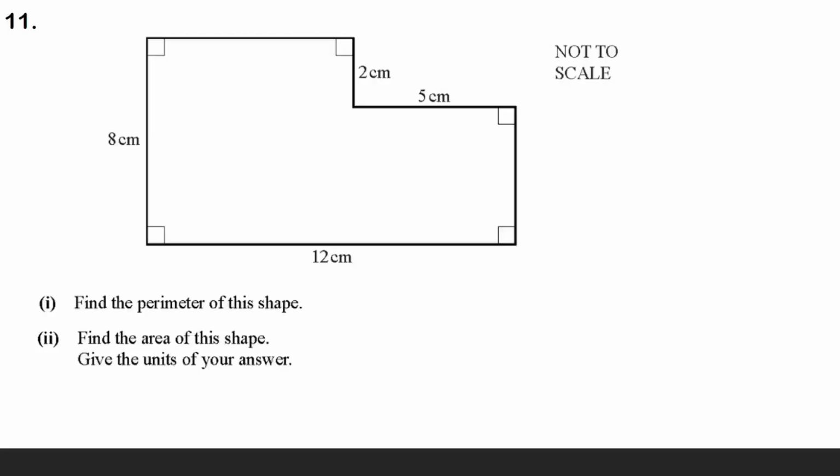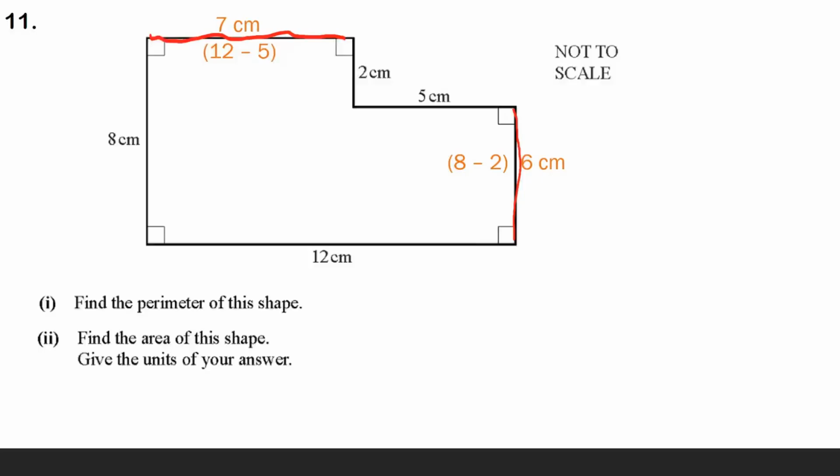This side, the length is missing, and the other side is also missing. So we can take the length of that side by using the corresponding opposite sides, which are 12 and 8. Opposite to those sides are 5 and 2 respectively. So to find the missing horizontal side, that is 12 minus 5, gives you 7 centimeters. Then the vertical side is 8 minus 2, becomes 6 centimeters.